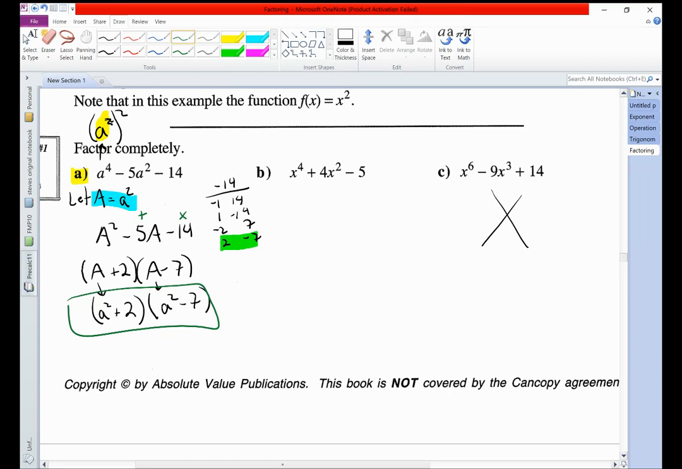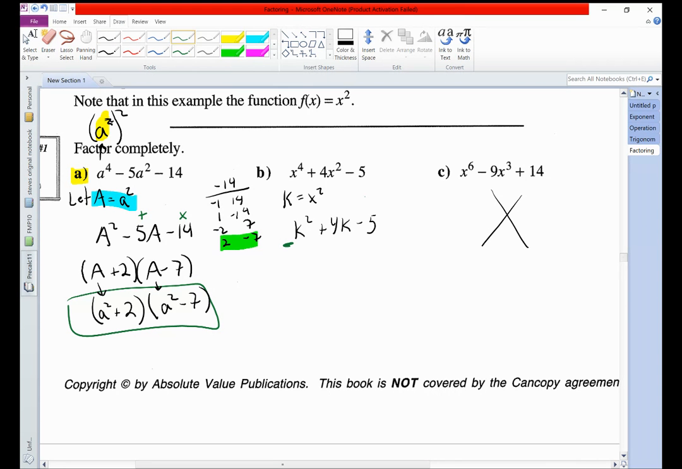Same thing with this one. I mean, you can use any letter that you want. Capital A, you can use capital K if you want. I'm going to say capital K is equal to x squared. So now I can rewrite this as K squared plus 4K minus 5. We can do our inspection. The reason that we can do inspection is because there's no constant in front of our K squared term.